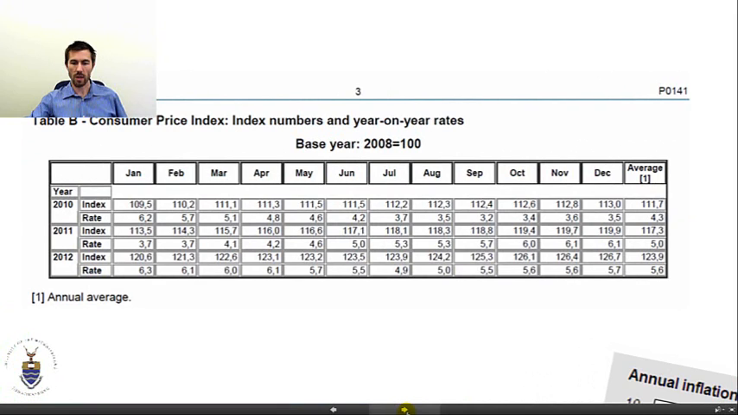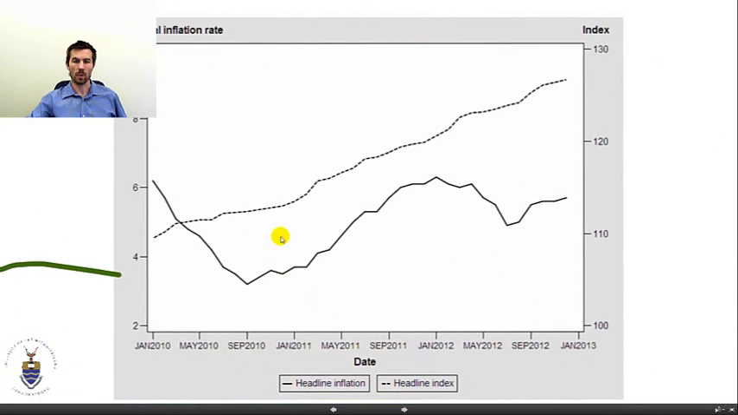What does this look like as a picture? Well, what we see is that initially inflation goes down in 2010, starts increasing in 2011, and starts picking up. All in all, prices on average are steadily rising.